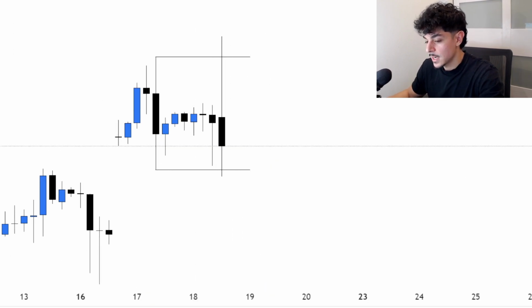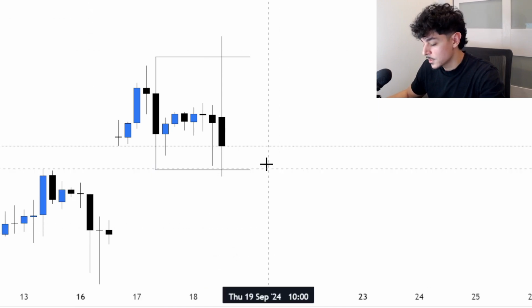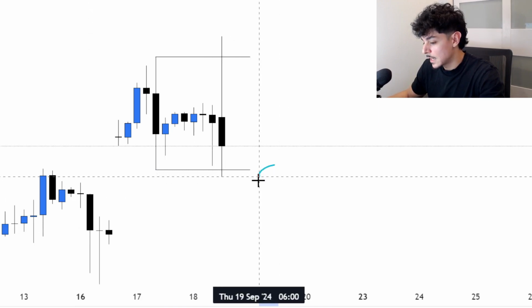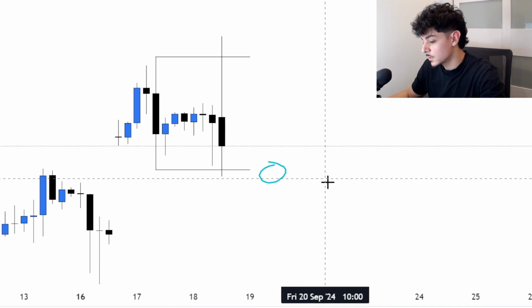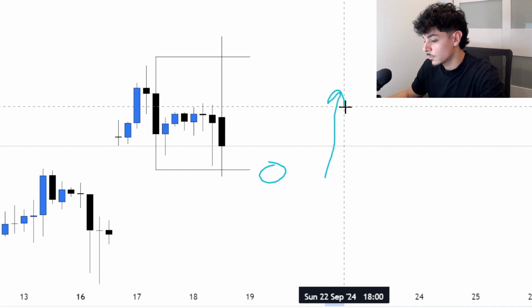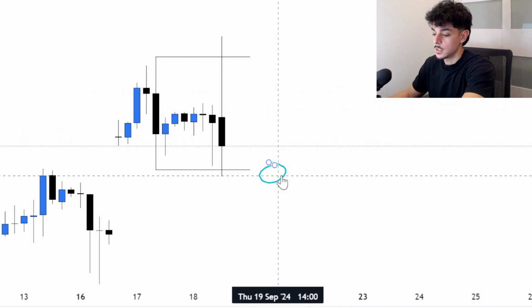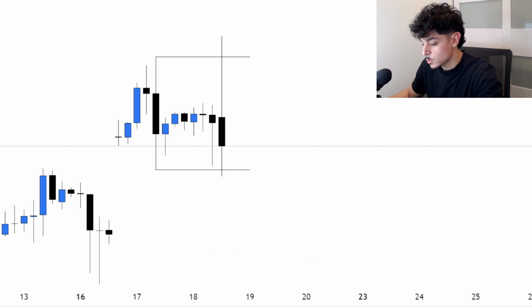So right here I swept sell side first. So if I was going to be an institution, then I would want price to hit this low first for me to get filled on an insane amount of buy limits for price to go in the opposite direction. And right here you can see we swept sell side, swept buy side.